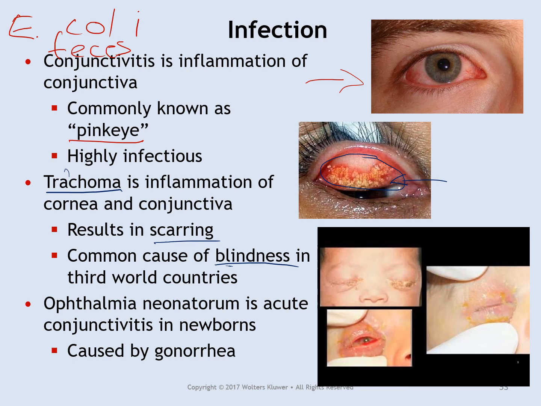Ophthalmia neonatorum I have alluded to a few times when we talked about the reproductive system. This is acute conjunctivitis that you see in newborn babies, usually caused by gonorrhea. So mom has an active gonorrhea infection and passes that gonorrhea to the baby when the baby is delivered. And now you can see over here the really bad discharge in the eye. You can see how red and inflamed the eyes are.